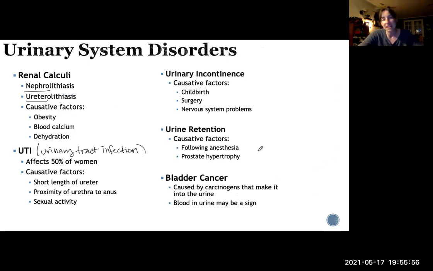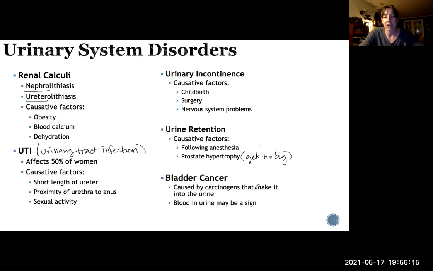So again, it takes a little bit for the sphincters to recalibrate with your sympathetic nervous system after you've been put under for some reason. And again, that's prostate hypertrophy. So hypertrophy is when something gets too big.